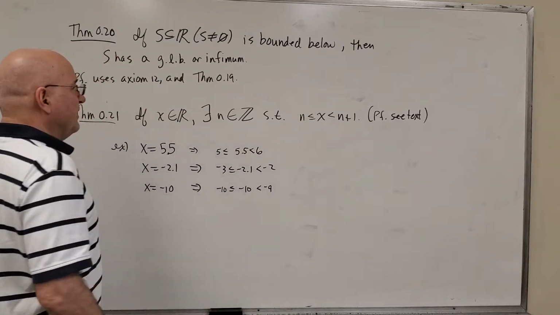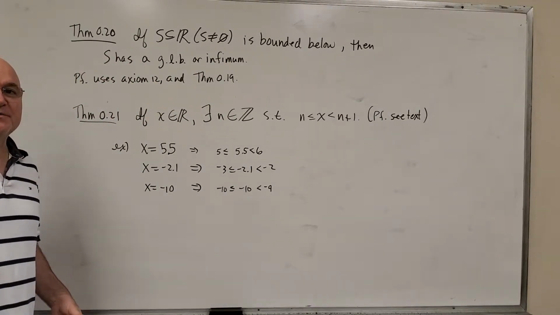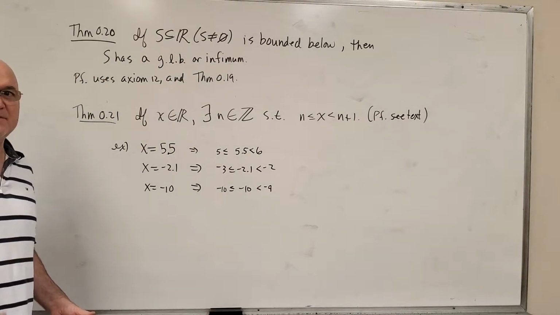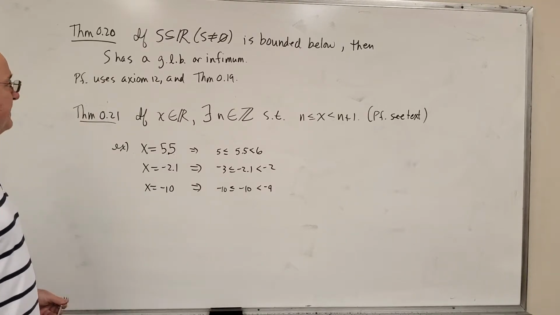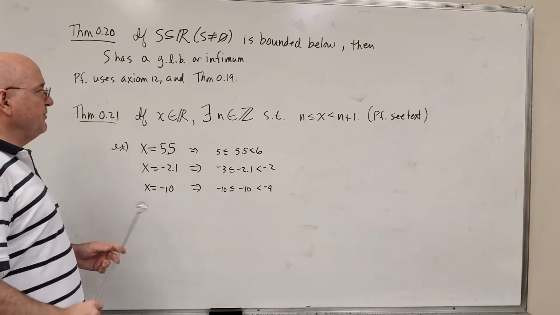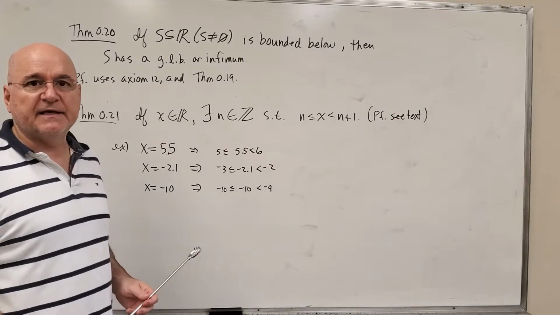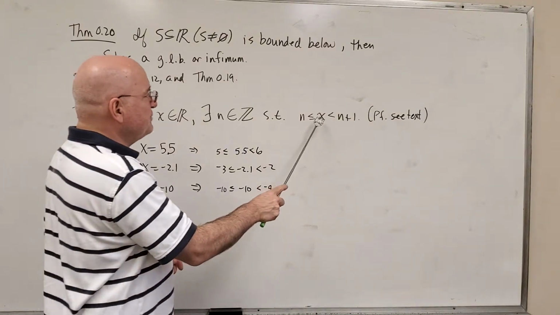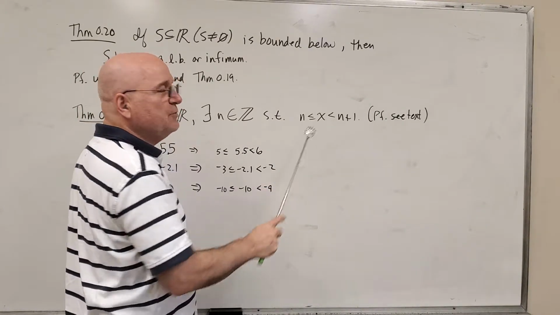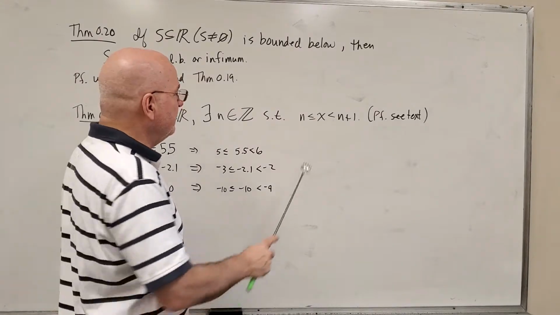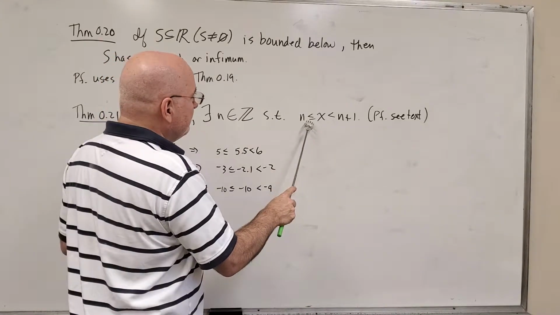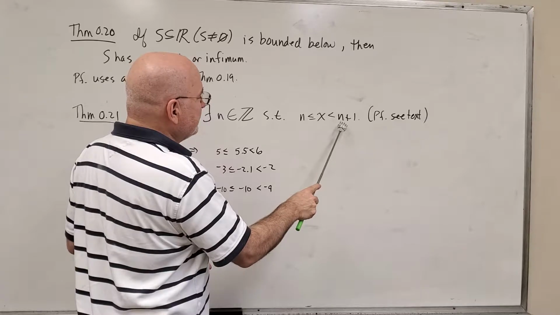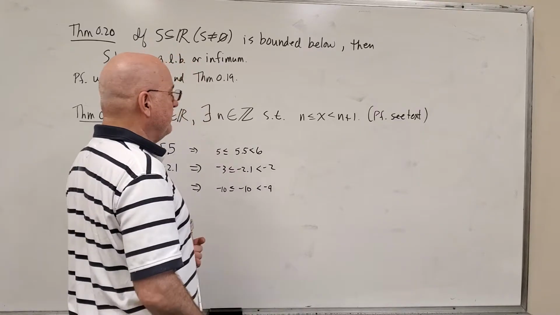Theorem 0.21 looks very simple, but you can see the proof in the text. It goes using those steps, those axioms, to prove it. If x is a real number, then there's an integer n such that you've trapped x in between two integers, so to speak. X can be greater than or equal to this one and strictly less than that one.